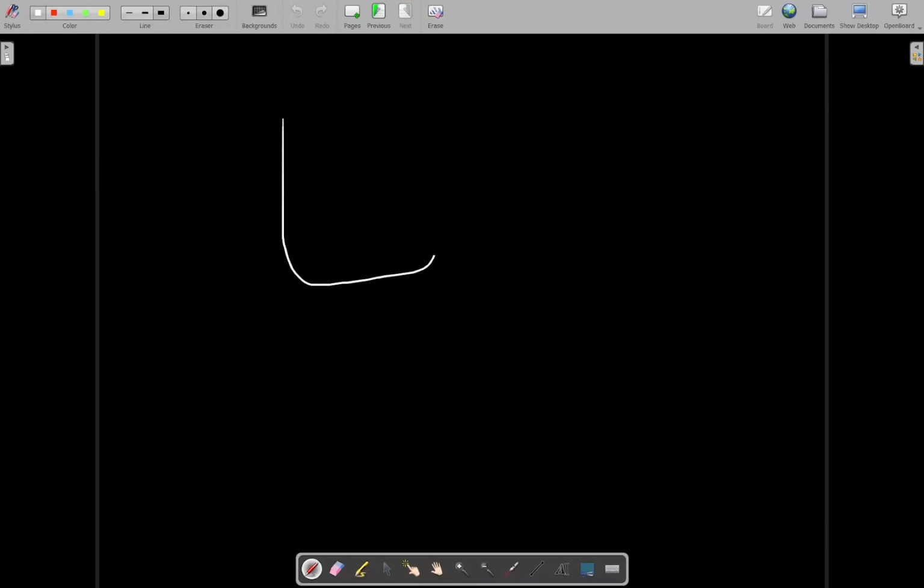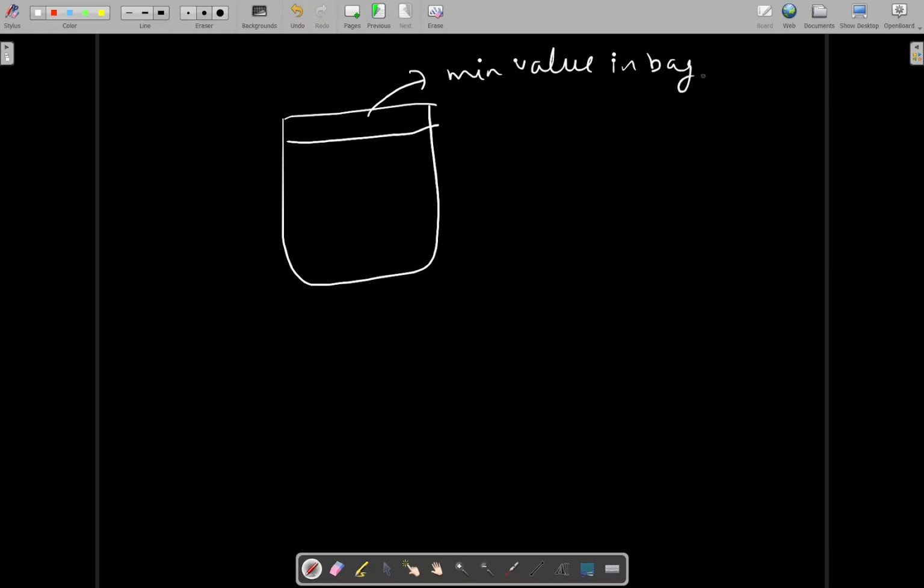There is a bag. Each time the top of the bag points to the minimum value in the bag, and the bag is such that it is sorted in ascending order this way.